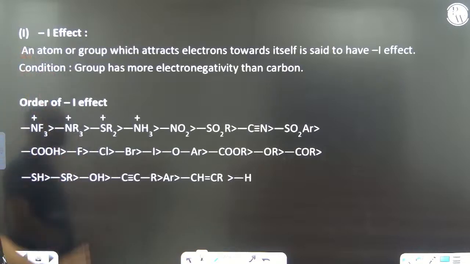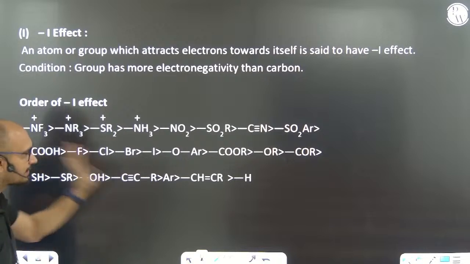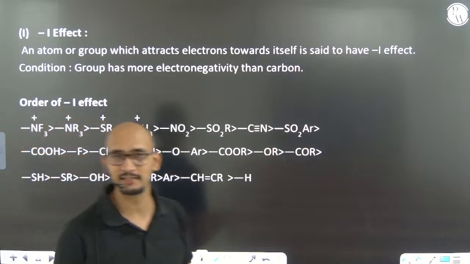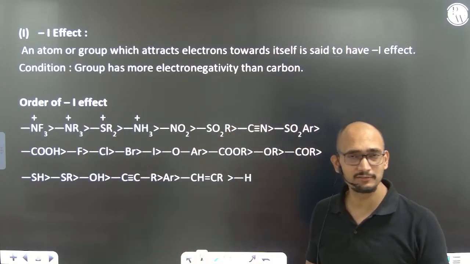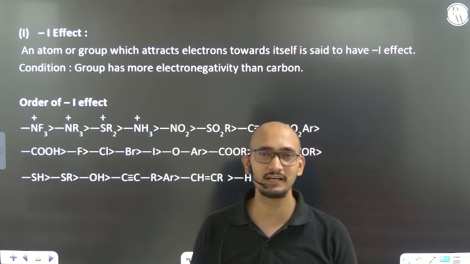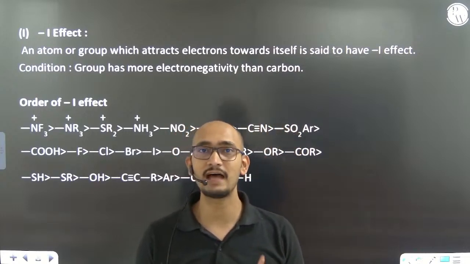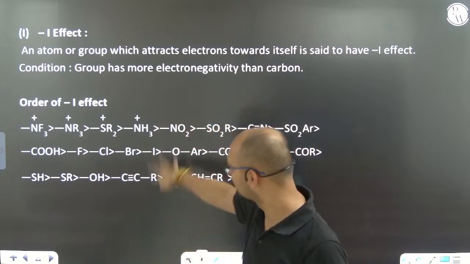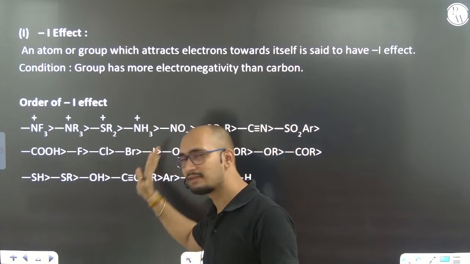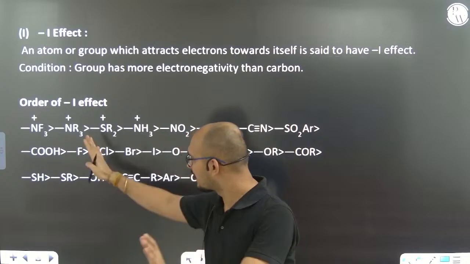Now there is a complete chart of minus I and plus I effect. This chart is nothing but the chart for electronegativity. Now you say, sir, electronegativity is maximum for fluorine, but we only study the electronegativities of atoms. We do not study about whole groups. So in a way, this is all the electronegativity chart. Can you see?